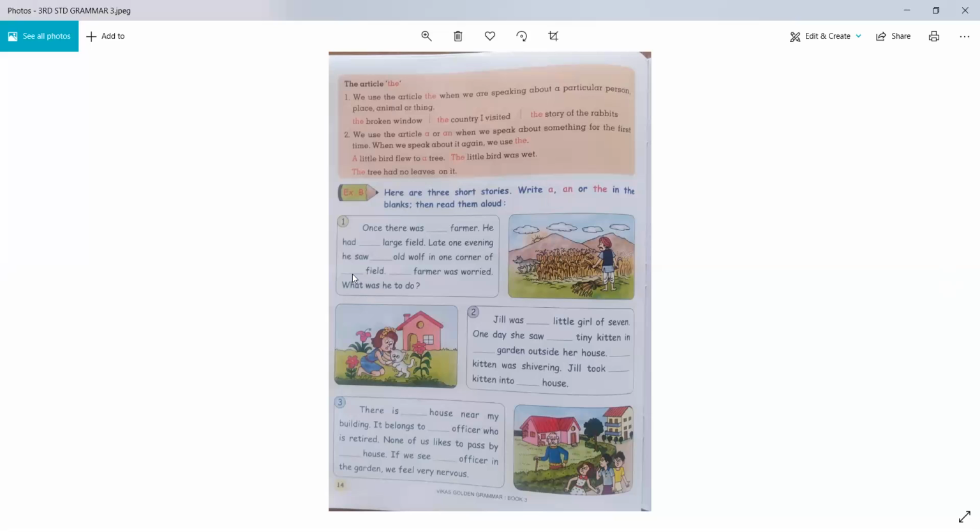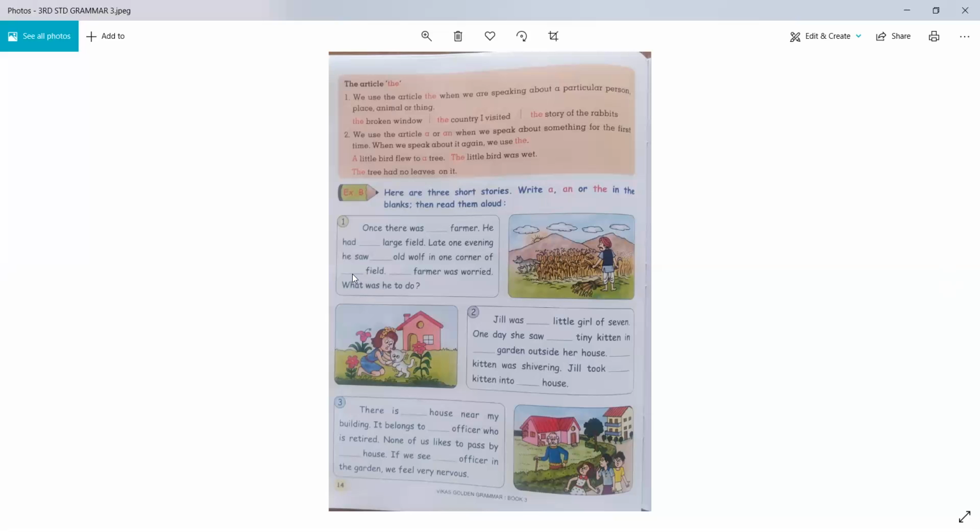Here the story ends. Okay, once again I will repeat. Listen carefully, students. Once there was a farmer. He had a large field. Late one evening, he saw an old wolf in one corner of the field. The farmer was worried. What was he to do?